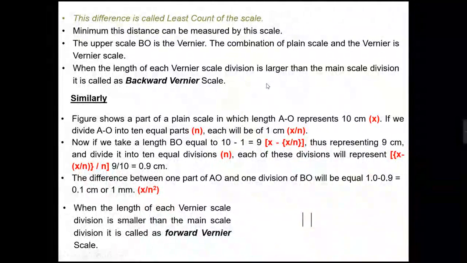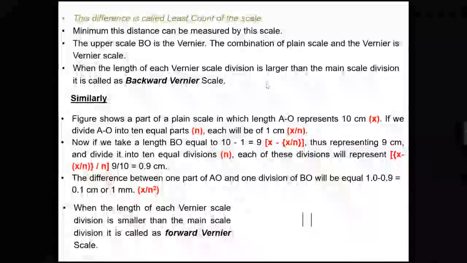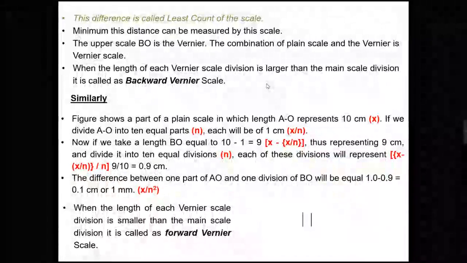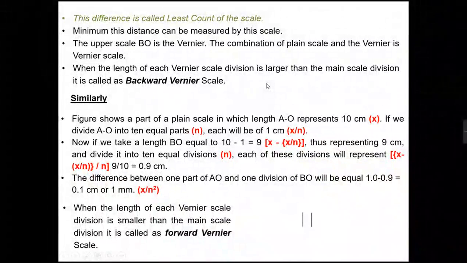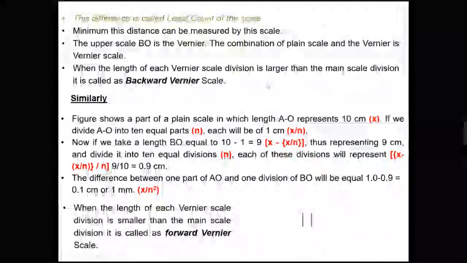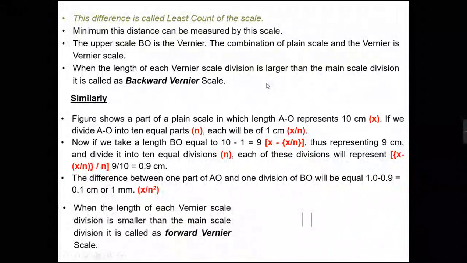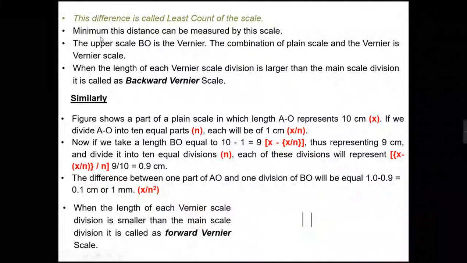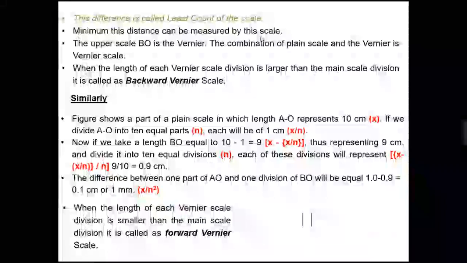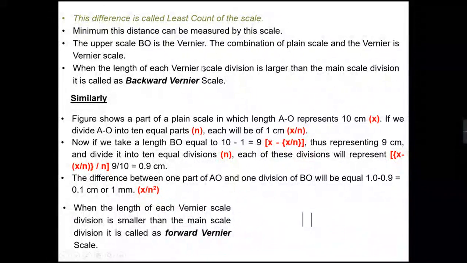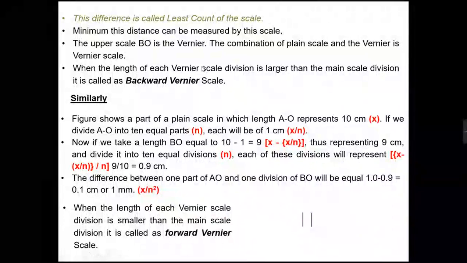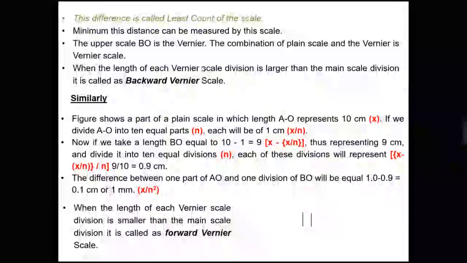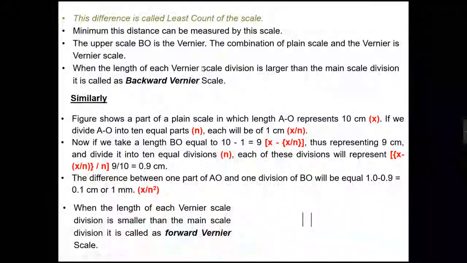The least count of the scale may be anything, it is not necessary it would be 0.01. It depends upon what units are given in the question. So this is the minimum distance that can be measured by this scale. The upper scale BO is the vernier, and the combination of plain scale and the vernier is the vernier scale. When the length of each vernier scale division is larger than the main scale division, it is called a backward vernier scale.